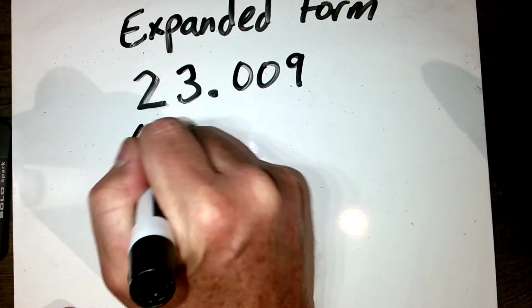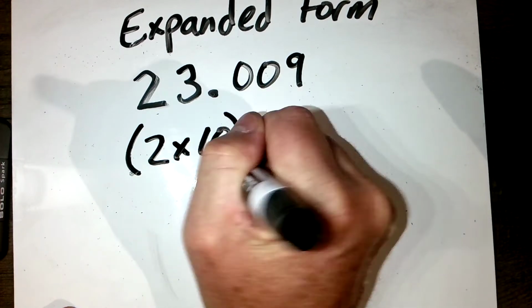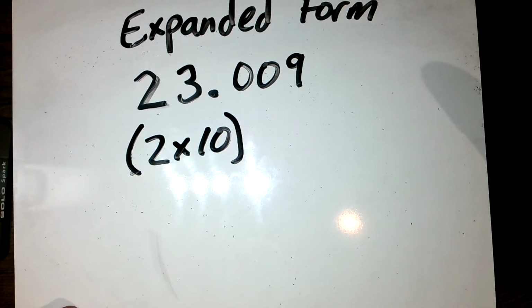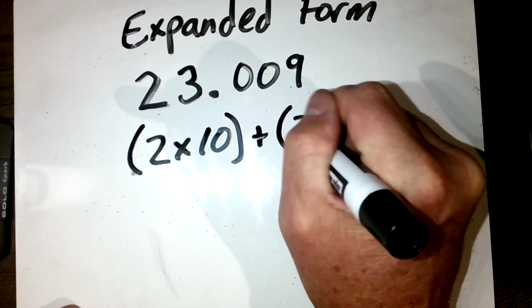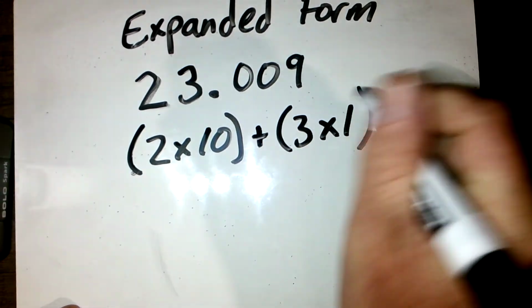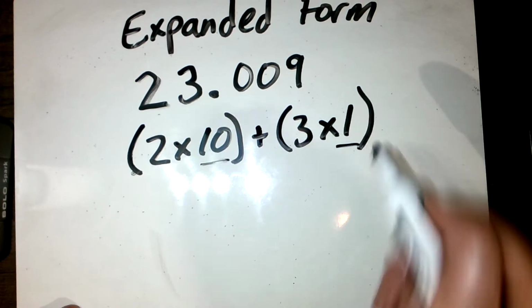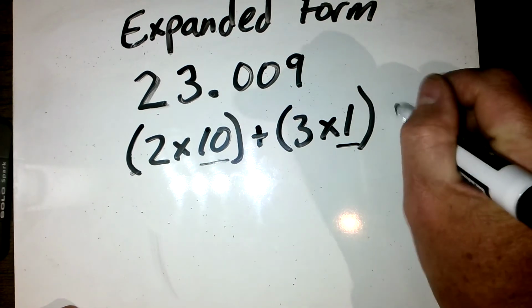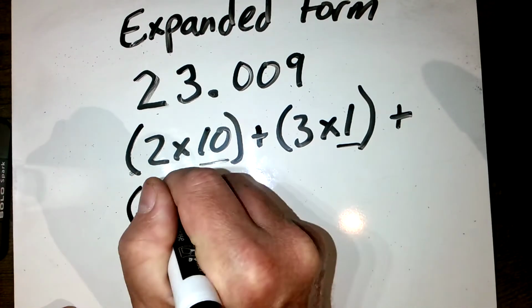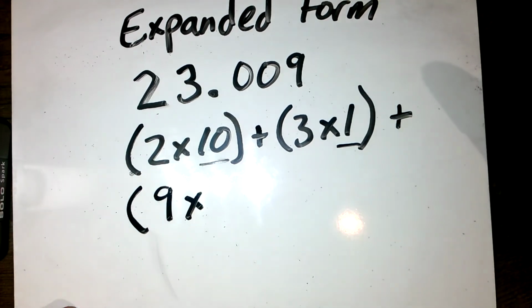So we start off, we have a 2 in the tens place. We need 2 $10 bills to get $23. 2 in the tens place. We have a 3 in the ones place. Don't forget that these second numbers are always going to be the names of the place that it's in. Then I'm going to add, all I have left is a 9, and it is in the hundredths place.